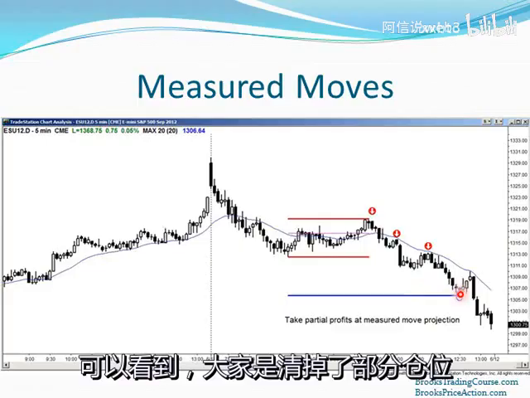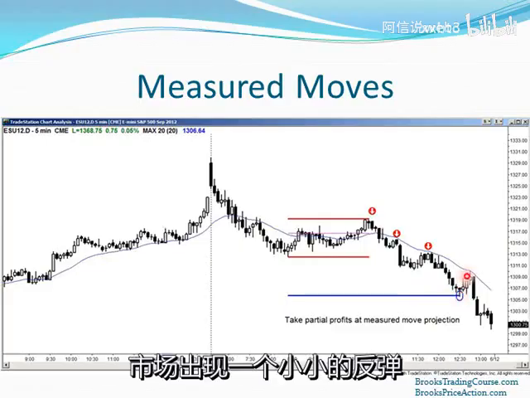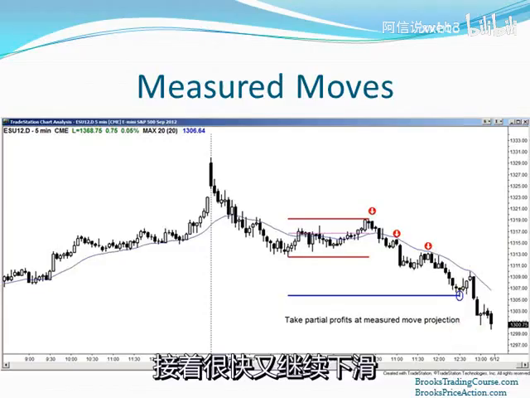And you can see they took partial profits. They didn't buy everything back. We got a little bounce, and then the bear resumed.